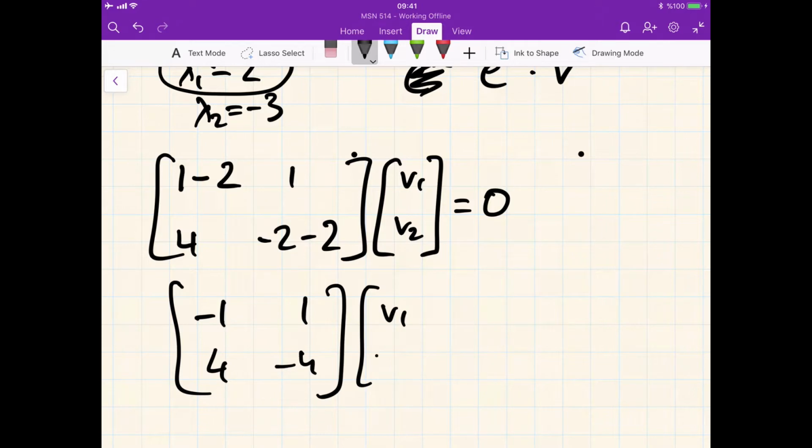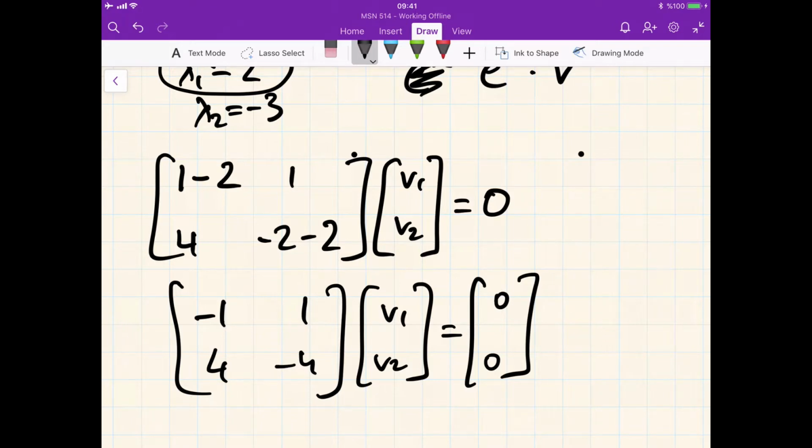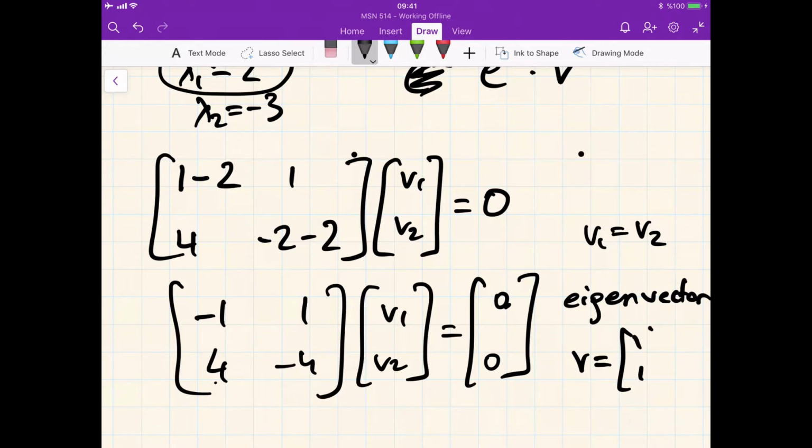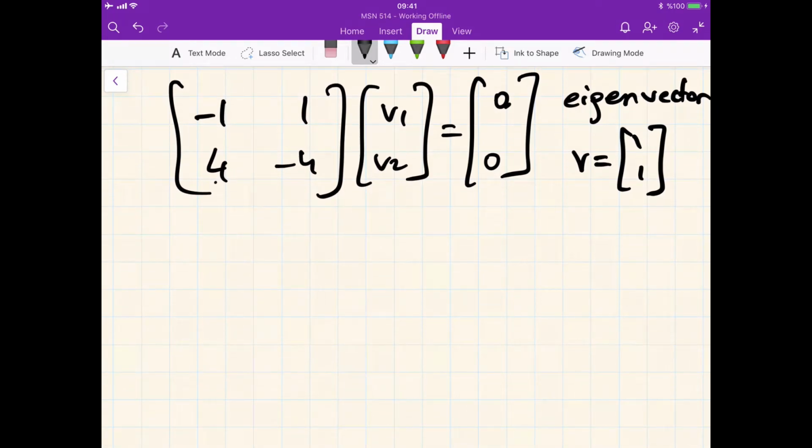But what you notice is that you have two equations here, and they can both be solved with one solution, which is V1 equals V2. If V1 equals V2, then minus V1 plus V2 is 0, and 4V1 minus 4V2 is 0. So basically, your eigenvector is V equals 1, 1. So the first eigenvalue was lambda 1 equals 2, and the corresponding eigenvector is 1, 1.